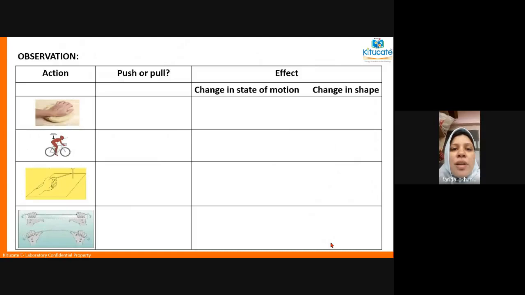Here there are four things that are happening. Each one of you will take one of the four. I'll tell one's name, and you're going to tell me whether it is a push or a pull, and what effect it created. Did it change the state of motion, or did it change its shape, size or direction? Any one of them. You're going to write it down there.